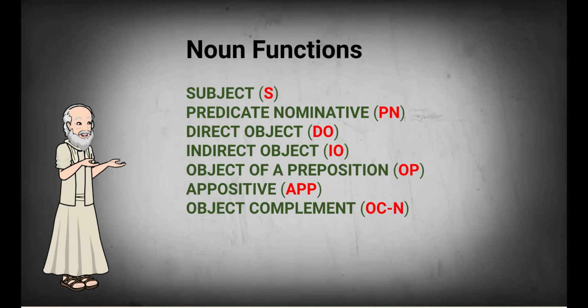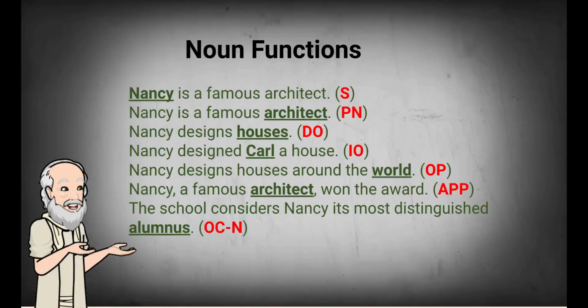Nouns function as subjects, predicate nominatives, direct objects, indirect objects, objects of prepositions, appositives, and object complements. Here are example sentences of how nouns function. Again, feel free to pause the video if you want to copy down these examples.